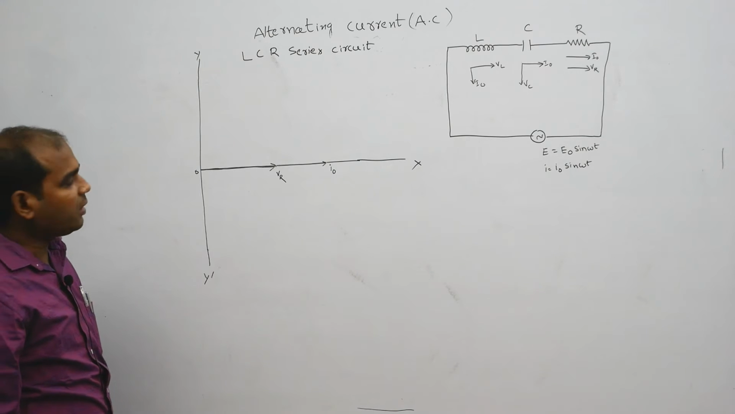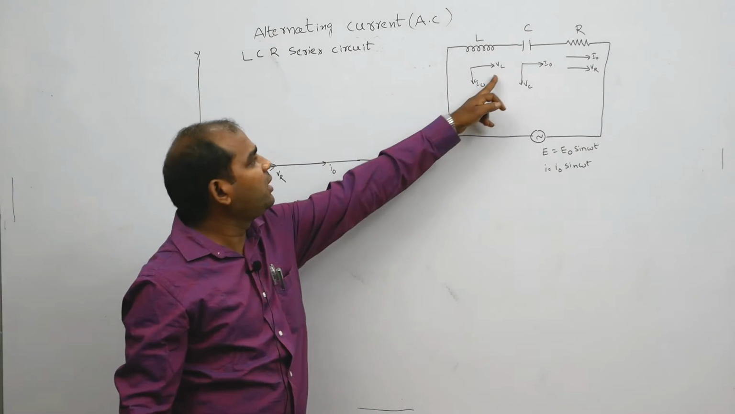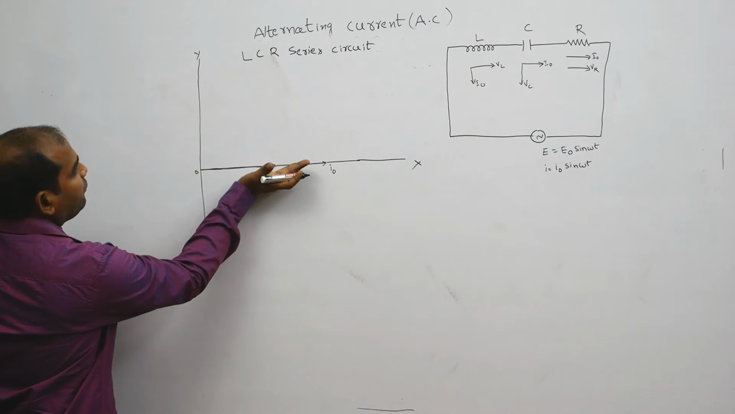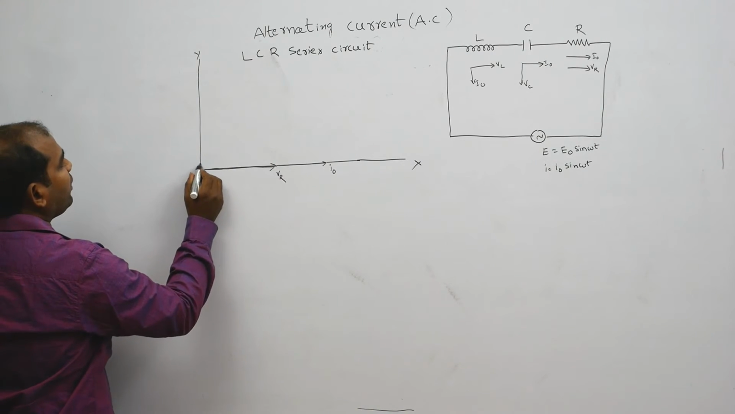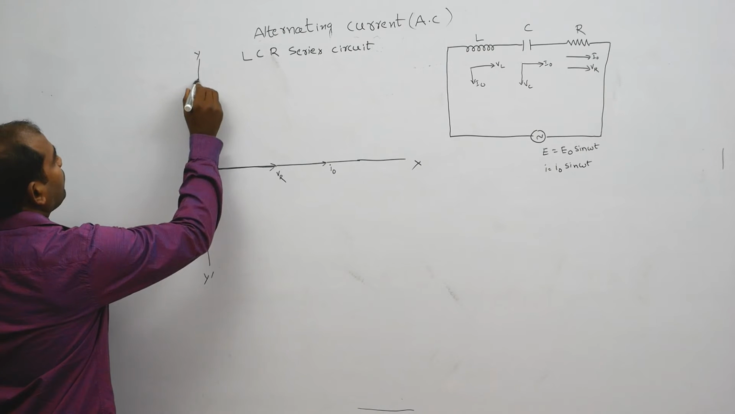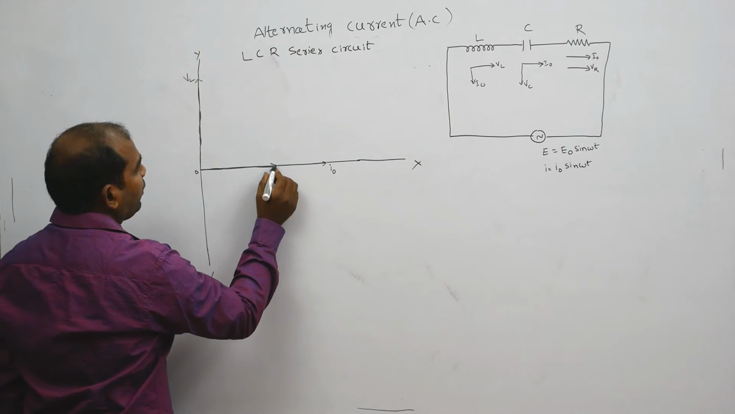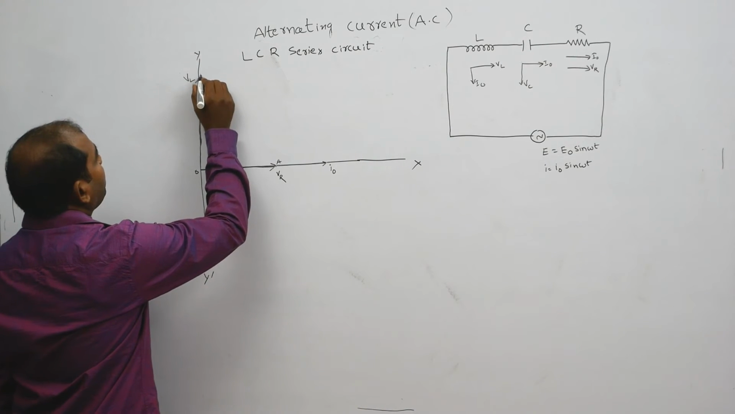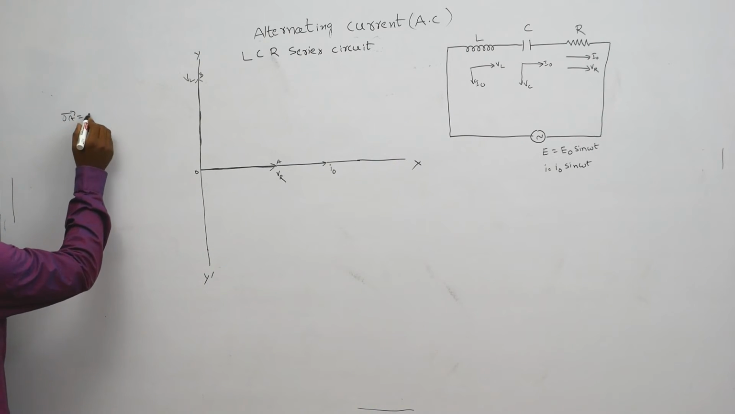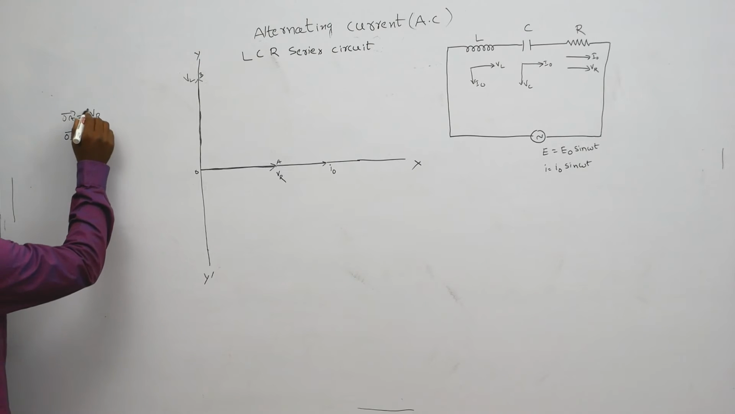In case of pure inductor, the voltage VL is ahead of the current. The EMF VL is ahead of the current by how much angle? 90 degrees. So with respect to I naught, the VL is ahead by 90 degrees. So I am taking VL along this axis. It is the VL phasor. Let's suppose this is O, this is point A, this is point B. So the OA phasor is represented by VR, and the OB phasor is represented by VL.